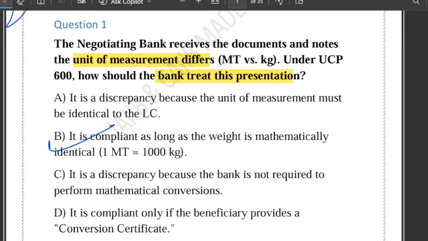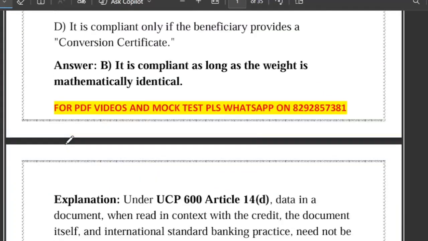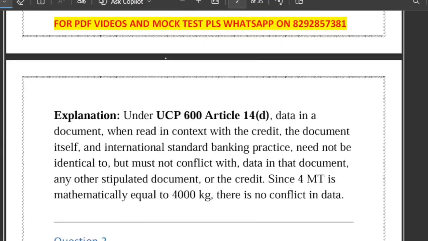Now, please let me know if this concept is clear or not. So it is compliant as long as the weight is mathematically identical, and that is what UCP 600 Article 14(d) says.